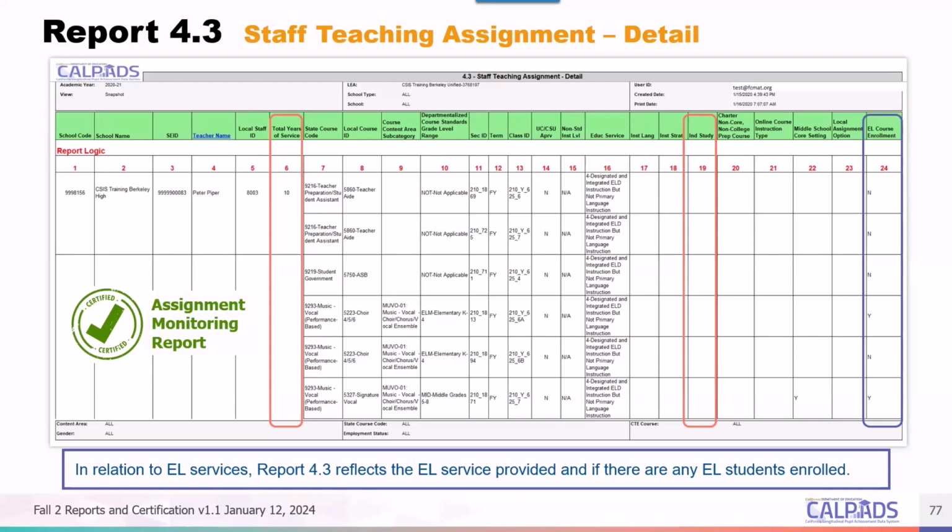We'll cover this additionally in a little bit, but you can see some of the important columns here. You have a look at your total years of service for your staff members, a field that you have to update or your student information system has to update. CALPADS does not roll over. Identification of your independent study courses, or in column 19, column 18 will show you your courses that are for students with disabilities. And then your EL course enrollment, if you have any EL students enrolled, yes or no.